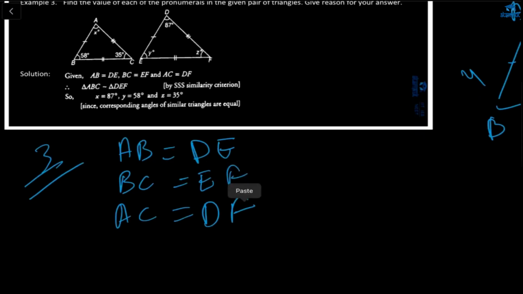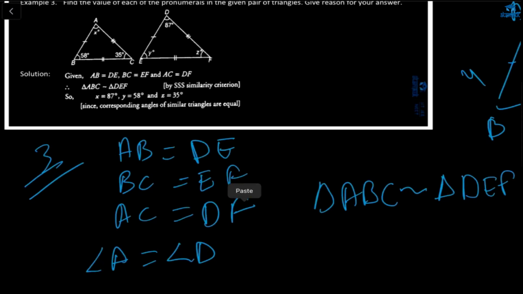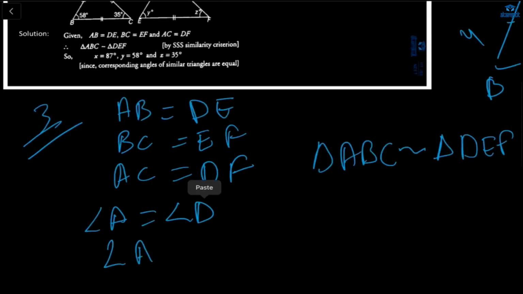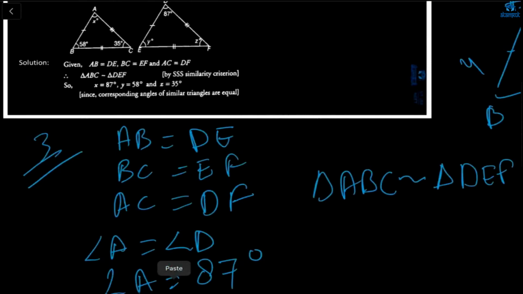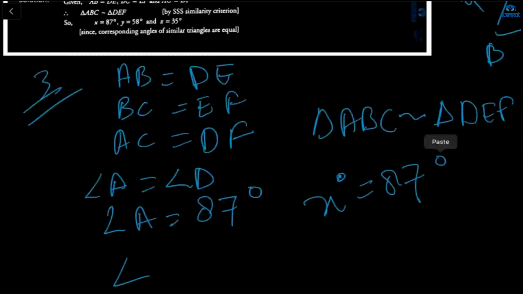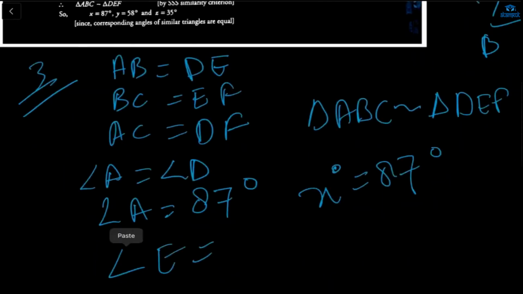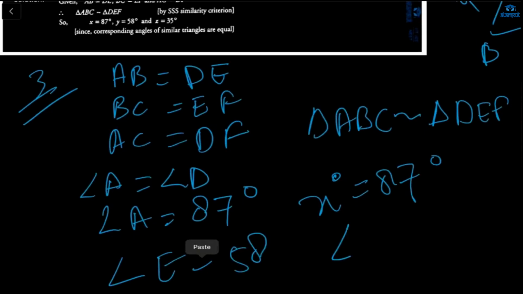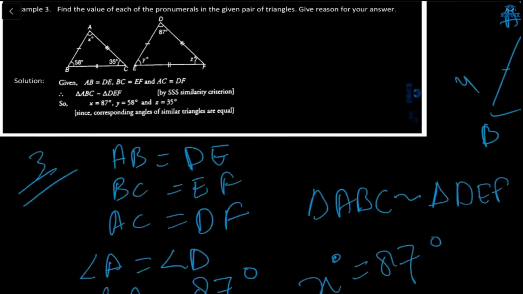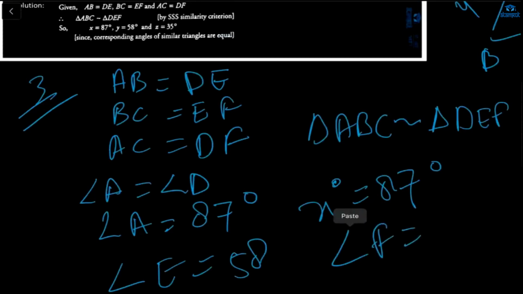Since all the three sides are given as equal, that means the triangle ABC is congruent to triangle DEF. And if the triangles are congruent, that means the angles will also be equal. So angle A will be equal to angle D. Okay, so angle A will be equal to 87. So x degree is equal to 87 degree. Okay, and angle Y, angle E is equal to 58 degree, and angle Z, so angle F will be equal to 35 degree.